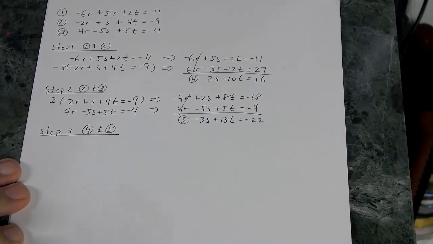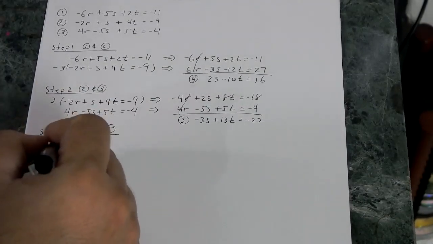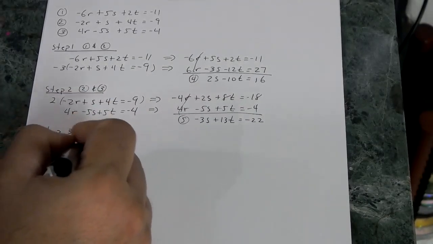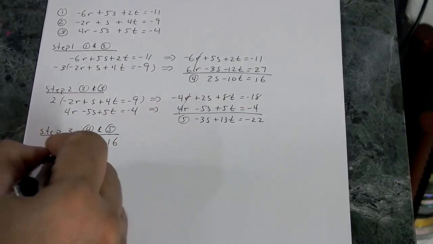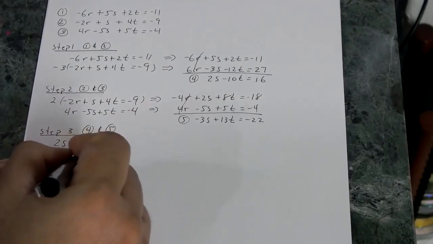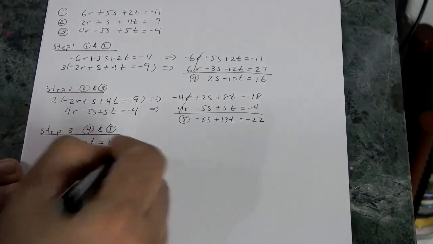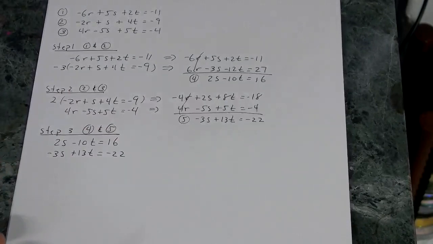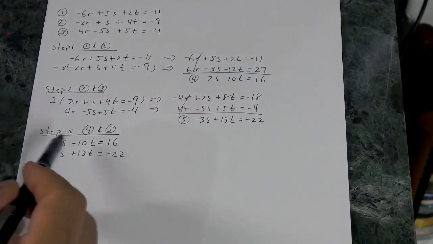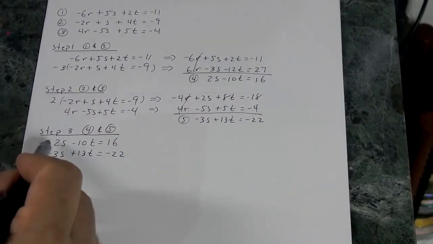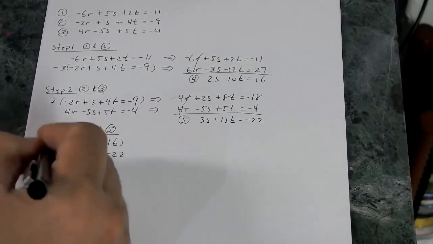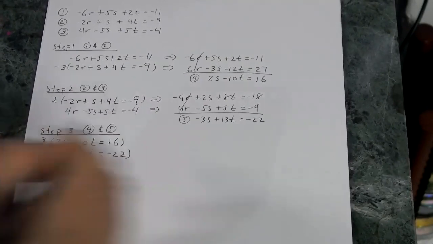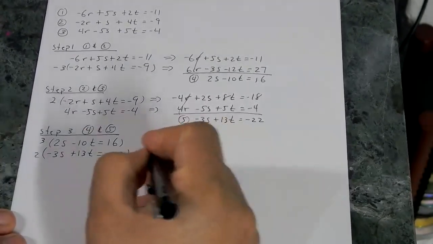So I'm going to rewrite equation 4, 2s minus 10t equals 16. Equation 5, negative 3s plus 13t equals negative 22. And I need to get rid of one of these variables. Well, I'm going to get rid of s. I'm going to multiply the top by 3 and the bottom by 2. This way, this gives me a positive 6 and a negative 6 for the s's.